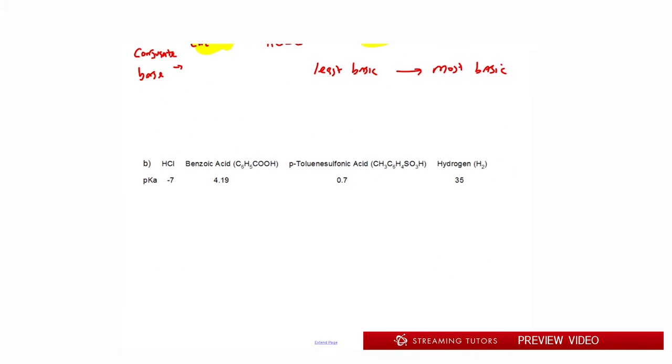So let's start by talking about the conjugate. Let's do that first. So conjugate base. HCl is Cl minus. Benzoic acid is C6H5COO minus because it was neutral. P-toluenesulfonic acid is CH3C6H4SO3 minus. It was neutral. Notice how this is neutral, so now it's negative. Neutral, negative, neutral, negative. Okay, and neutral, so negative, H minus. And those are the conjugate bases.